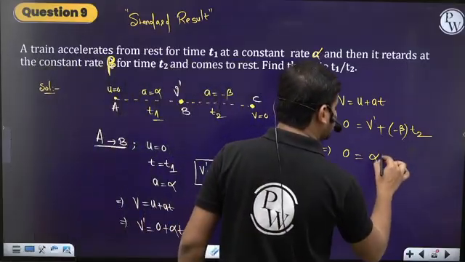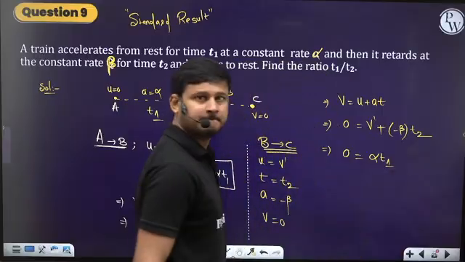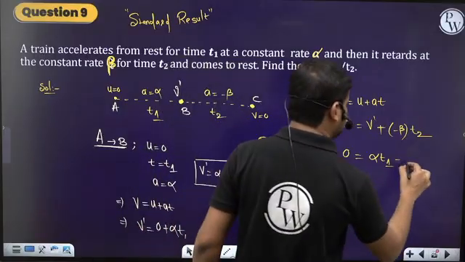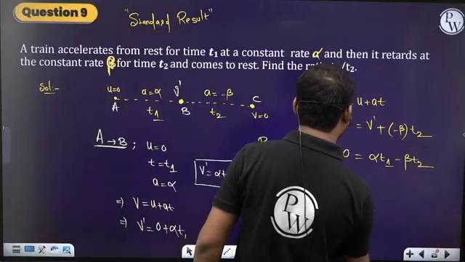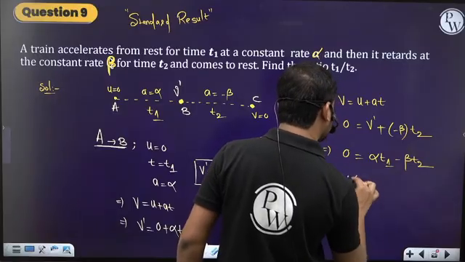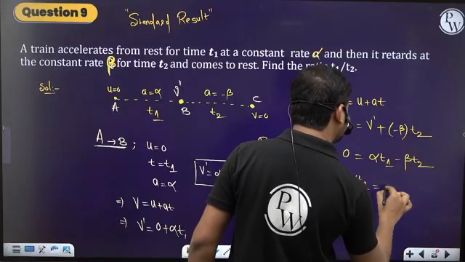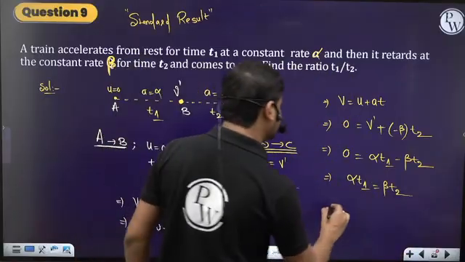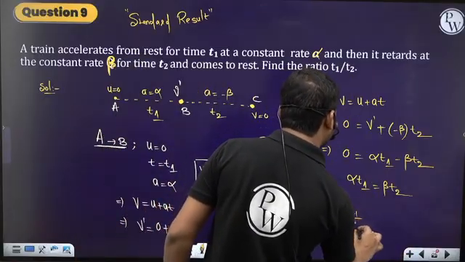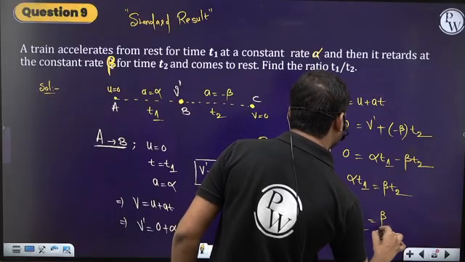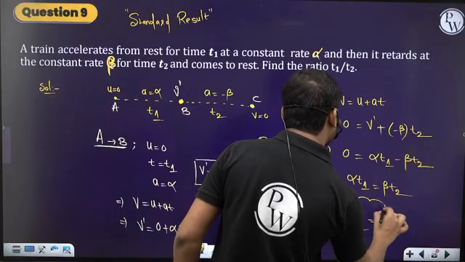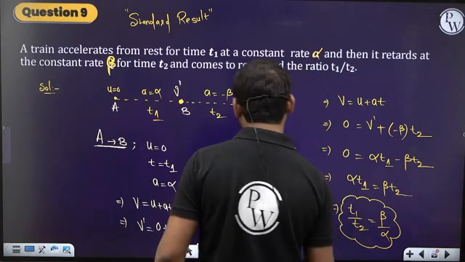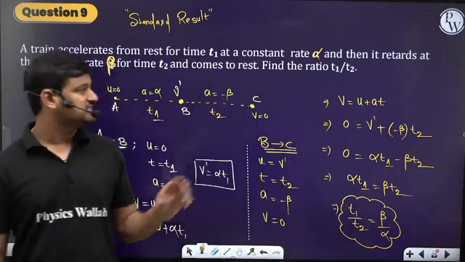In place of v dash shall I substitute alpha t1, right? Minus beta t2. So from here we can write, send this to this side, alpha t1 is equal to beta t2. So they are asking us to find the ratio of t1 by t2. Therefore t1 by t2 is equal to beta by alpha. So remember this as a standard result, guys.